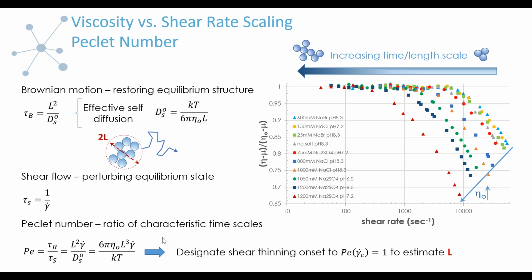So to extract our characteristic length scale of this cluster L, we're going to designate this point of shear thinning onset to be a Peclet number equal to 1. And we're going to use that to extract some length scale for all of these curves, so that instead of just taking a general qualitative view of this shift in critical shear rate, we want to actually extract some sort of value that we can compare.